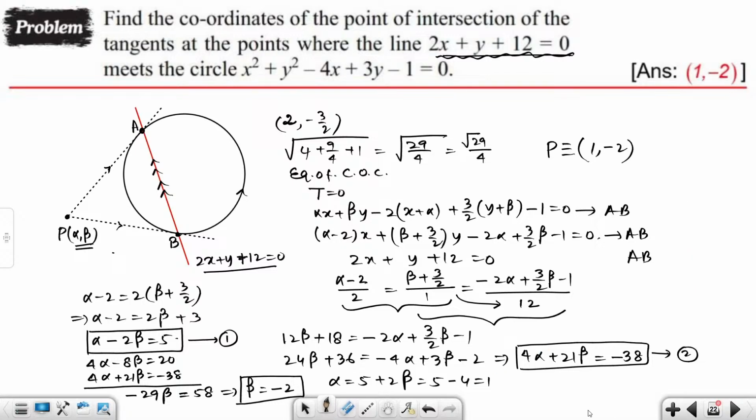So it's pretty simple. What we have learned from this sum is that whenever this chord of contact type is given to us, we will try to find out the equation of the chord of contact in a different way. And after getting the equation of the chord of contact, I will simply use the fact that these two lines, the given line and the chord of contact that we got, are the same. Hence, we can compare their coefficients to get the value of alpha and beta, which is nothing but the coordinate of the point which is outside the circle. That's it. Okay. Let me move to the next problem.